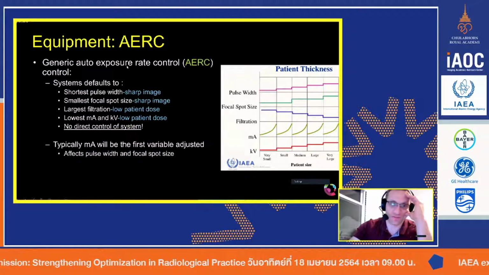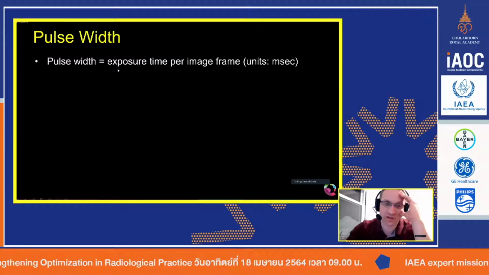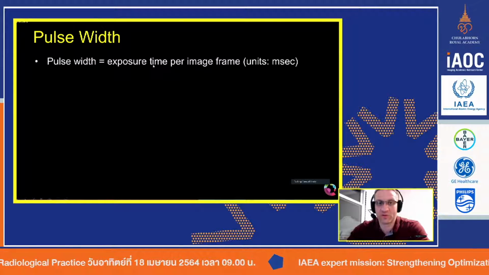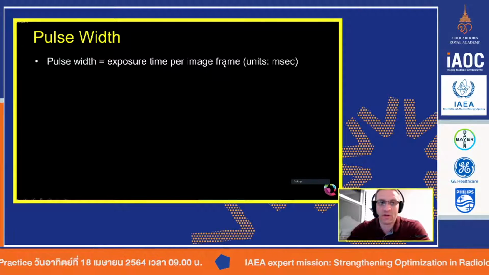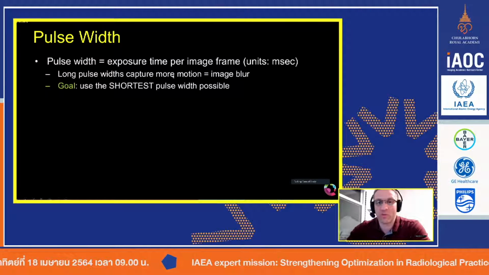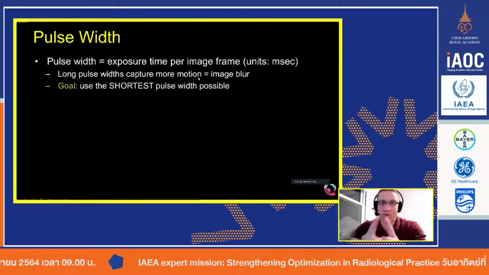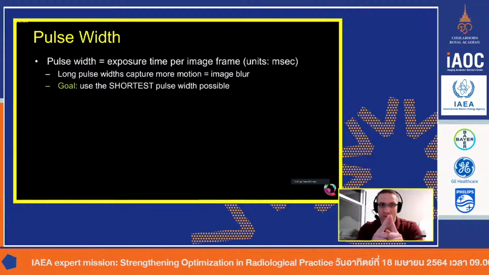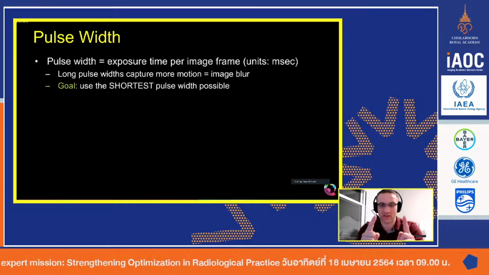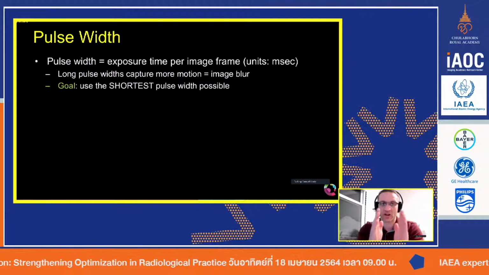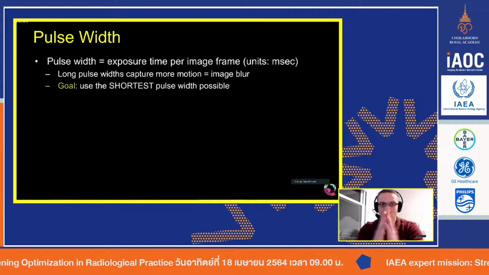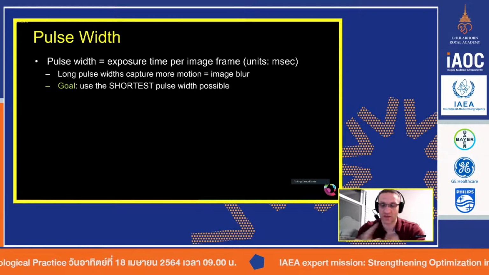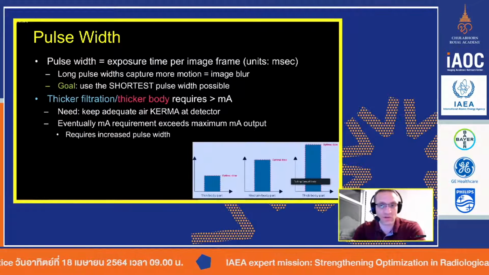So let's start talking about each one of these. Pulse width. Pulse width equals exposure time per image frame. Long pulse widths capture more motion. Remember, olden days, we had 33 milliseconds. When you had a beam on time for 33 milliseconds, all of the motion that occurred in 33 milliseconds was blurred or averaged together. So the goal is to shrink that, to keep that as short as possible.